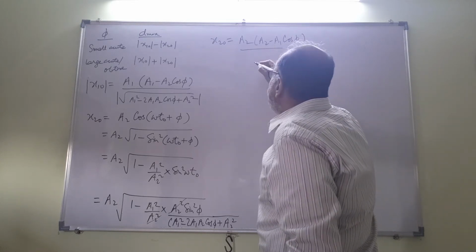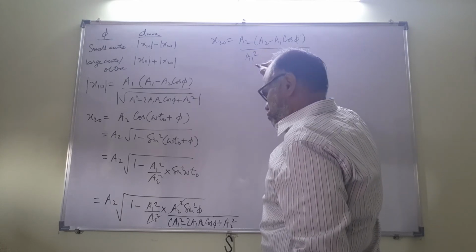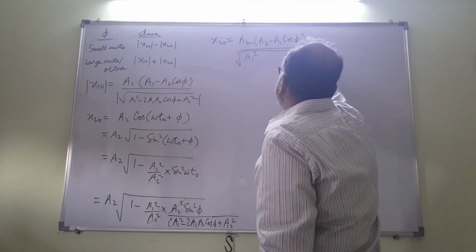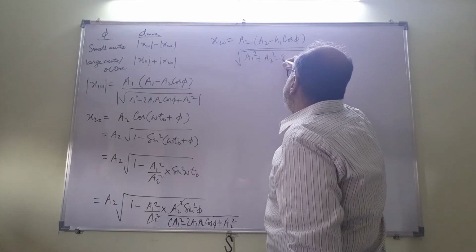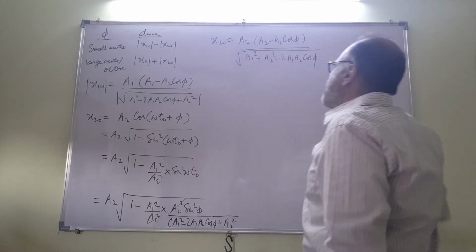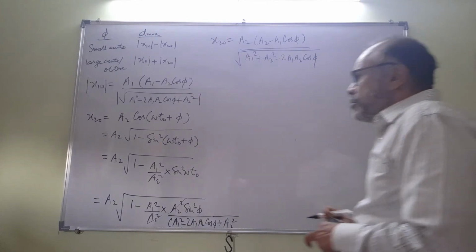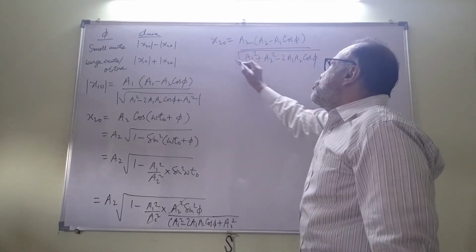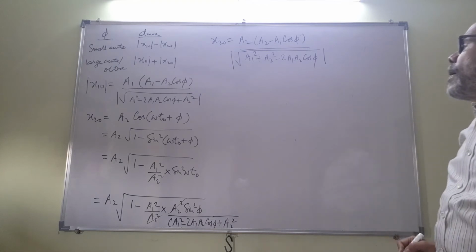the square root of a1 squared plus a2 squared minus 2a1 a2 into cos phi. Now this quantity, we want to take the mod of this. So we will take the modulus of the denominator, the positive value.